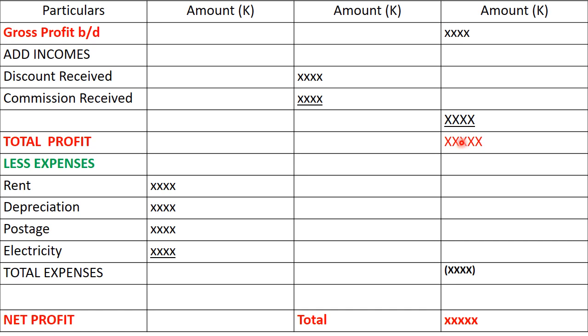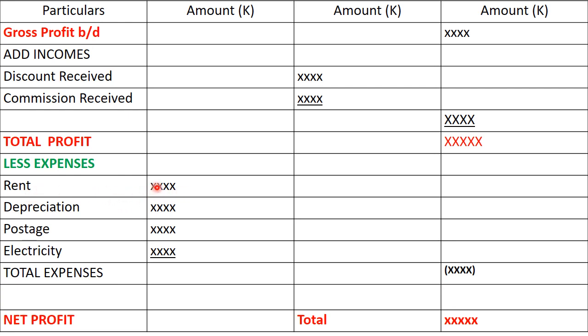Now from the total profit, you have to remove the expenses. All the expenses must be removed from this total profit. What you're going to remain with is the net profit, and that's the purpose of the trading and profit and loss account, to find the net profit. So you are going to write less expenses. All the expenses are going to be written here. So the first expense in this case is rent.